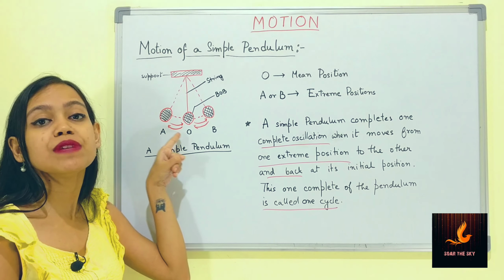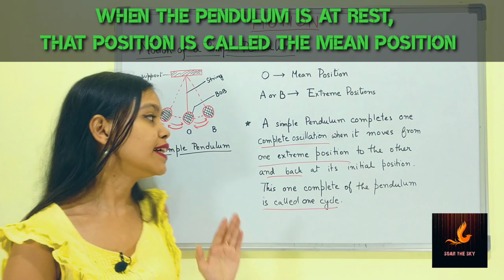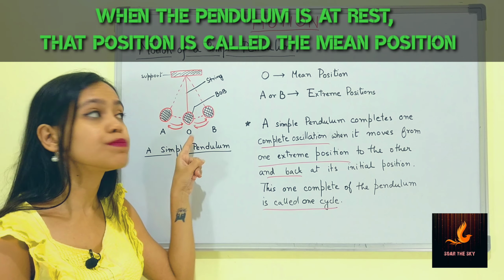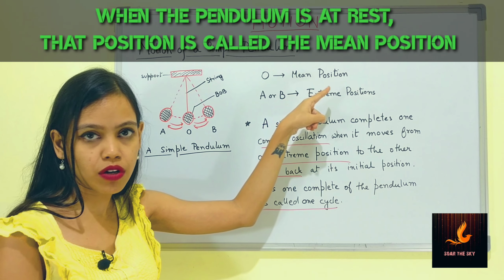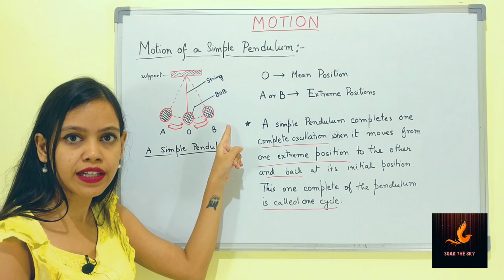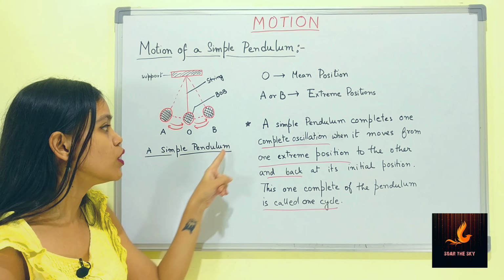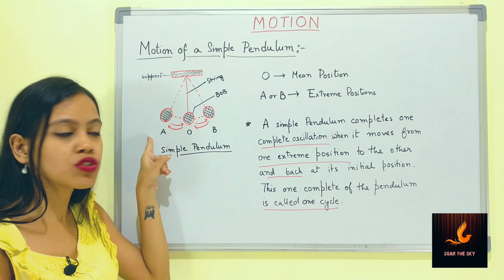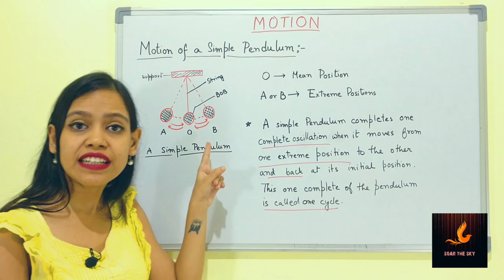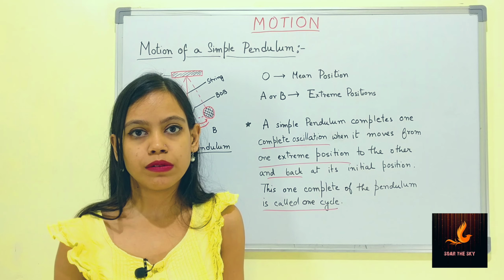Here O is the mean position, where the pendulum is at rest. At that time it stays at this position. O is the mean position of the pendulum. Now when it starts to move, it goes to one extreme position, that is either A or B, and then goes to the other extreme position and then comes back. That is calculated as one complete oscillation of a pendulum.